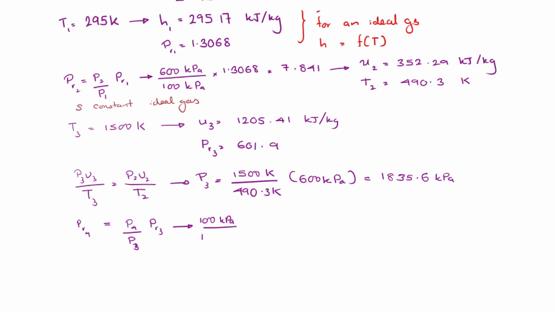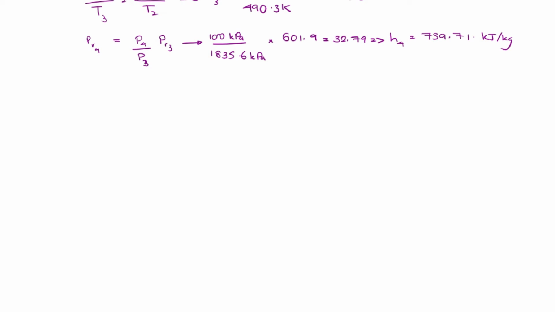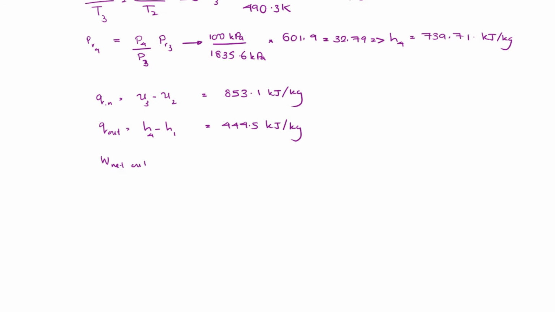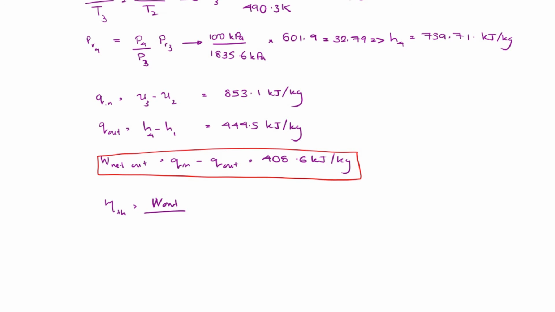Again, process 3 to 4 is a constant entropy process. So we can write this relationship for relative pressure ratio and actual pressure ratio. So we can find PR4 value, and using that value, we can find H4 from table A17 again. Now we have all the internal energy and enthalpy values to find Q in and Q out. Using these Q in and Q out values, we can find W net out. Finally, we have to calculate our efficiency for this system. Efficiency is always desired output divided by required input. So this is our answer for this question.